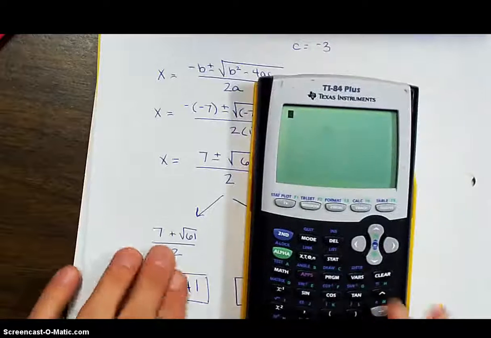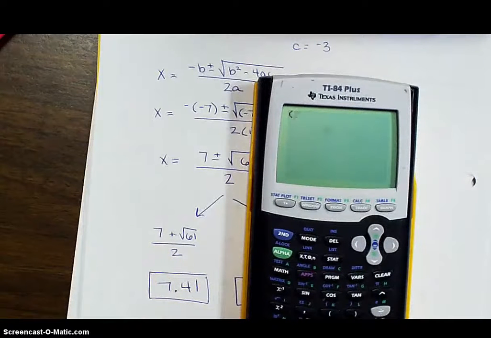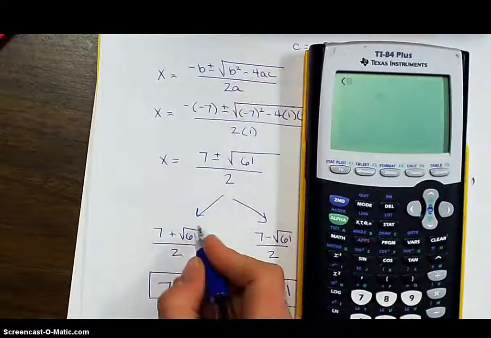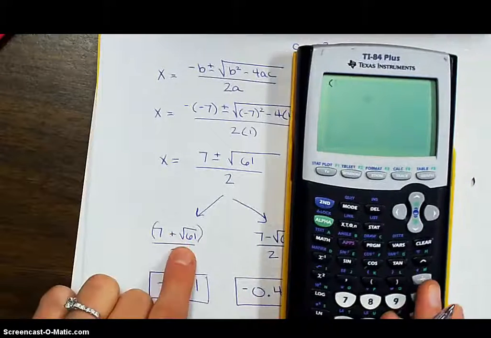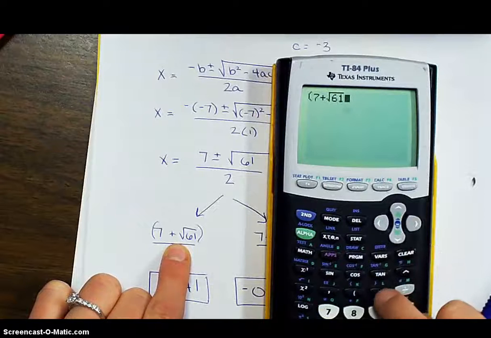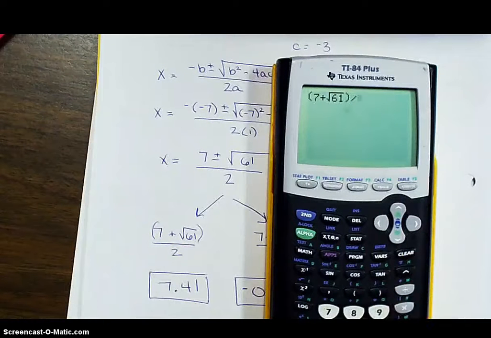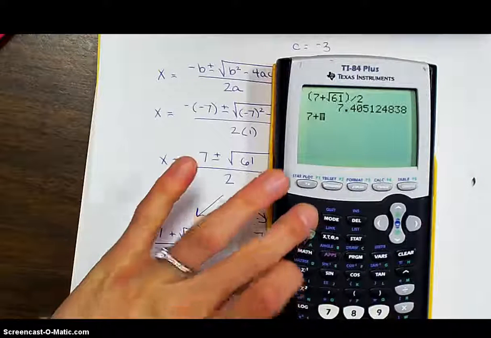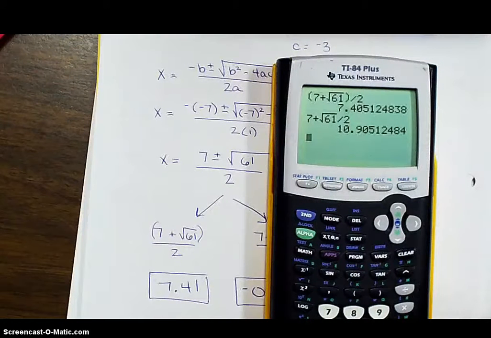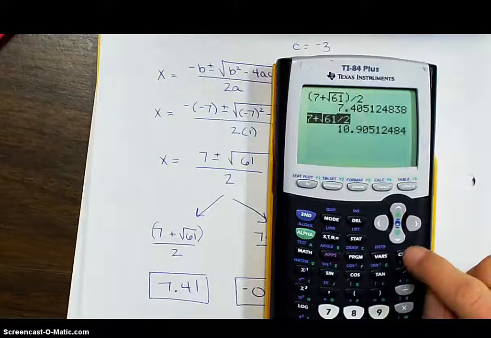Now, if you do not have a TI 84, you have to be very careful how you plug this in. We have to type in parentheses, because this entire thing here, this binomial, is a quantity. Quantities go into parentheses. This is the whole entire numerator. So 7 plus radical 61, go over, close your parentheses, and then you're going to divide the whole thing by 2. And then you're going to get the same answer. If you do not use parentheses, it's only going to divide the radical, and we're not going to get the correct answer there. So you have to be very careful with how you plug it in.